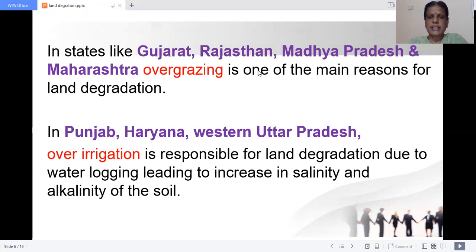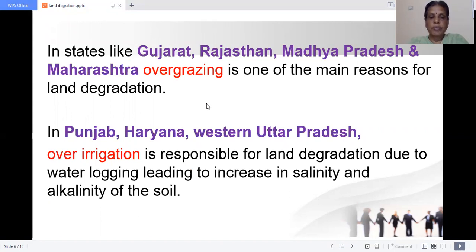overgrazing. What is overgrazing? In Gujarat and Rajasthan, you will be having less rainfall. Remember, my dears, the Rajasthan desert area will have less rainfall. So wherever the grasses are there, they will be overgrazed. So this is the reason for land degradation in these states.